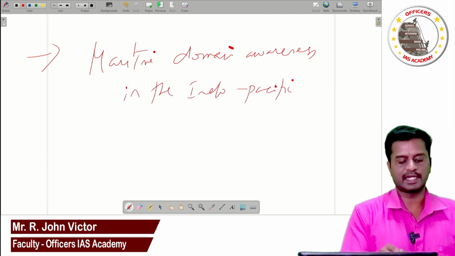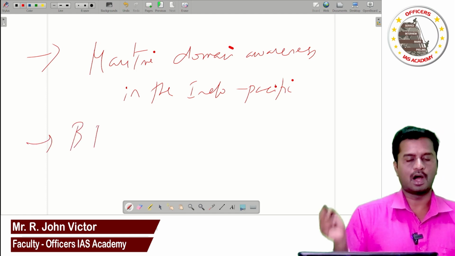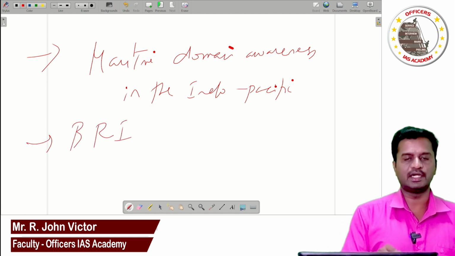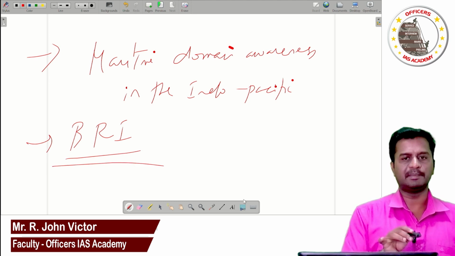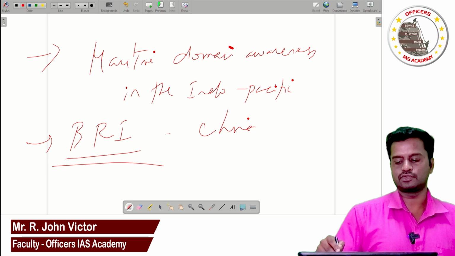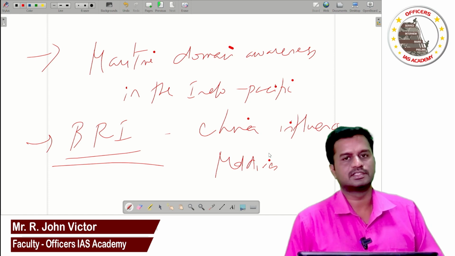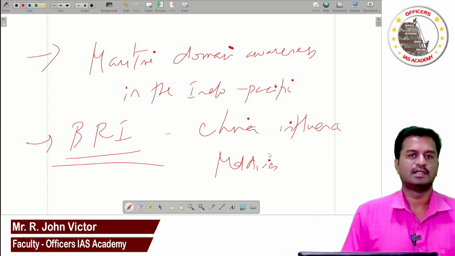Apart from this, China is using its Belt and Road Initiative project on Maldives. We already came across BRI. Mention BRI here again. China tries to influence Maldives through BRI. So these are the irritants which we see as competition.